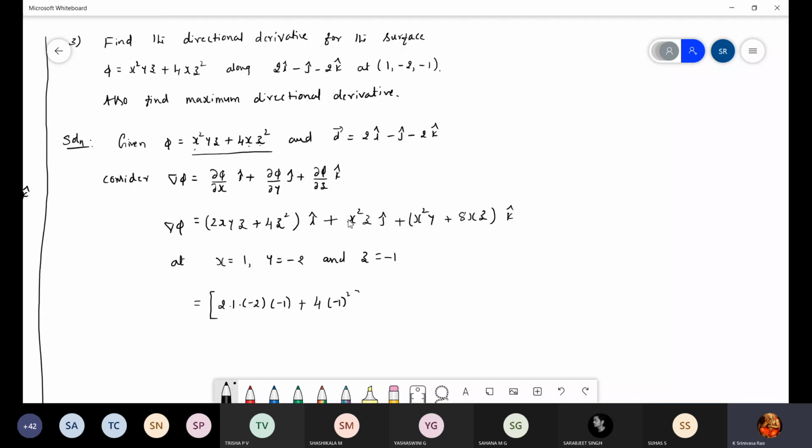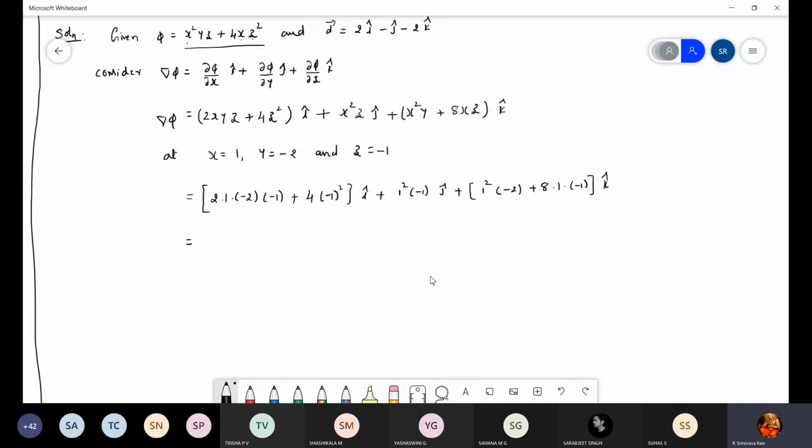Each term you substitute: 2 into x is 1 into y is minus 2 into z is minus 1 plus 4 times z square, is minus 1 whole square. This is the first term with i cap, plus x square, 1 square, plus z is minus 1 into j cap, plus x square, that is 1 square, y is minus 2, plus 8 times x is 1, z is minus 1, into k cap. Now calculate and write the direct value of the coefficients of i, j and k.